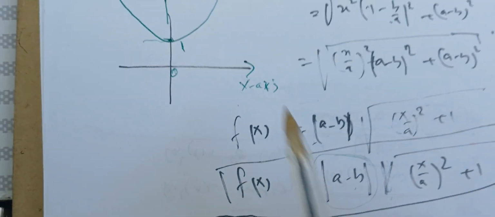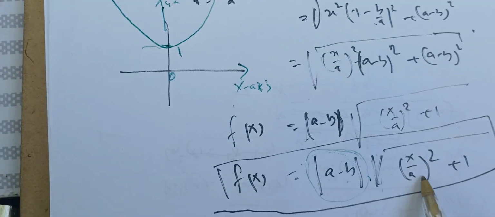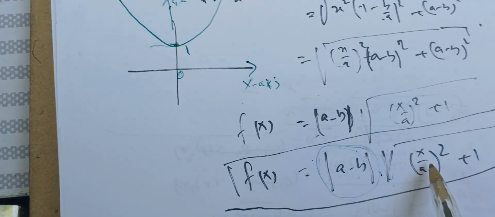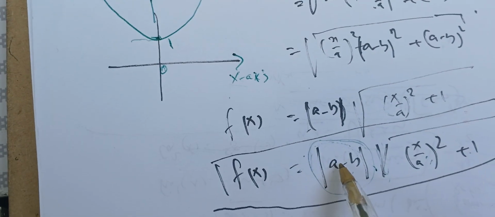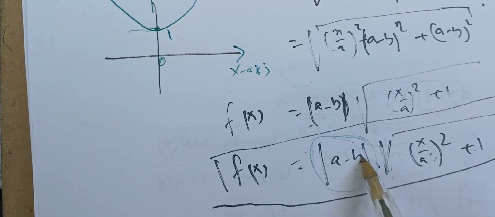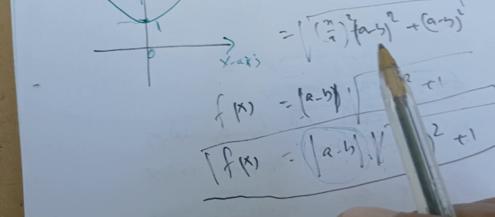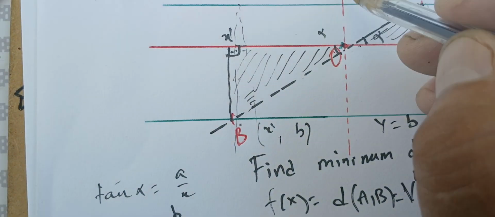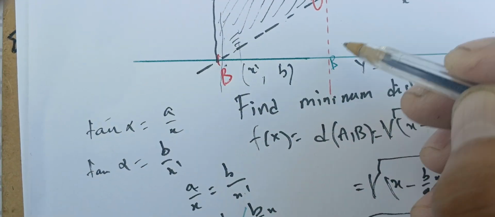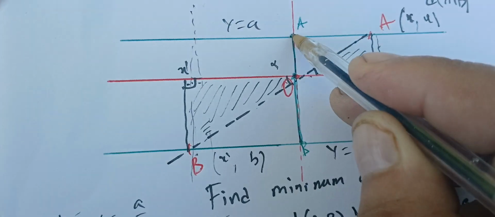Because this is a constant, I don't worry about it. This function f has a minimum when x is 0, and when x is 0, I obtain the square root of 1, which is 1, times the absolute value of a minus b. And what does this one say? This is saying that when x is 0, that means a is here and b is here. So it's telling me that the minimum distance is this one here.